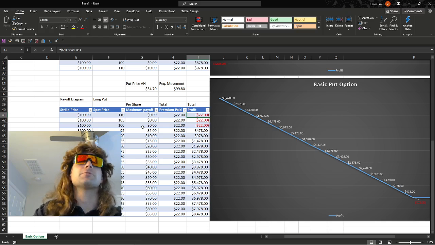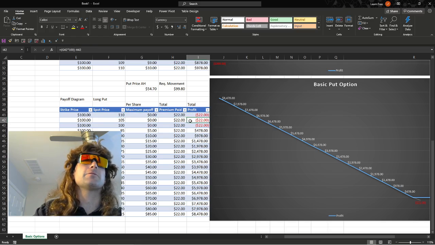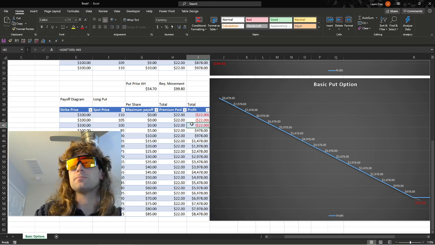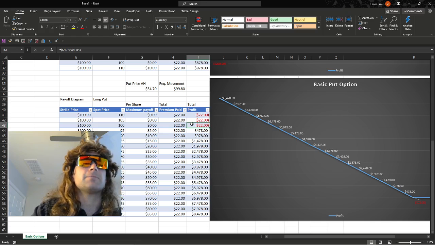It's going to be below 100. Just fine. It's at 110. You have lost $22. At 105, you've lost 22. Same thing at 100. There's no value in that option. Like, no one's going to sell you the thing for less than they could. It just would not be exercised ever, or you wouldn't exercise it.